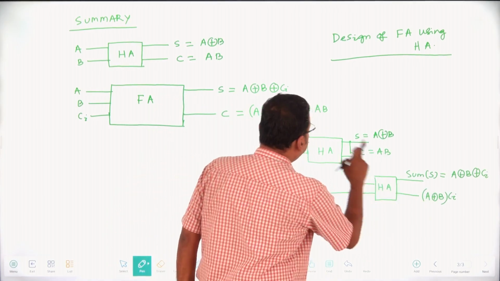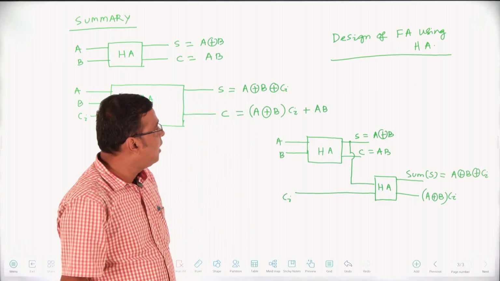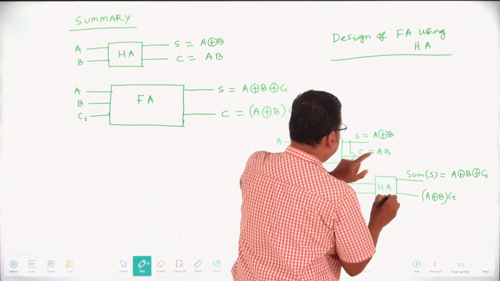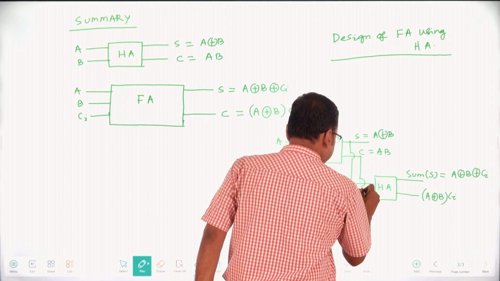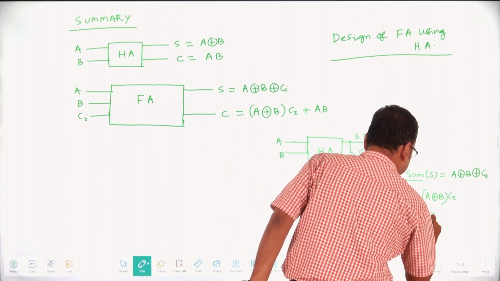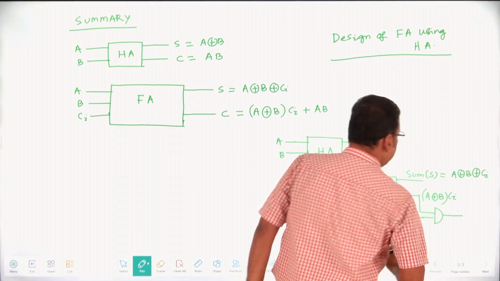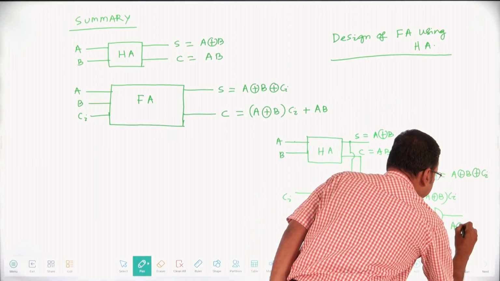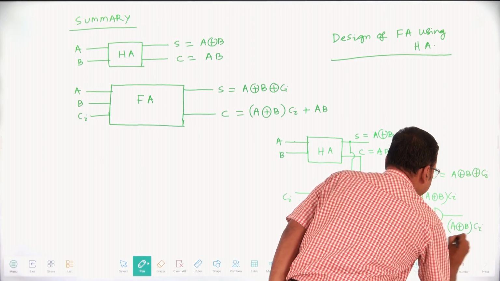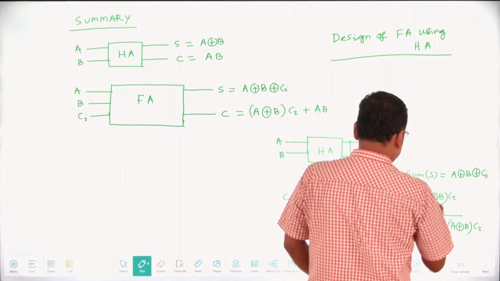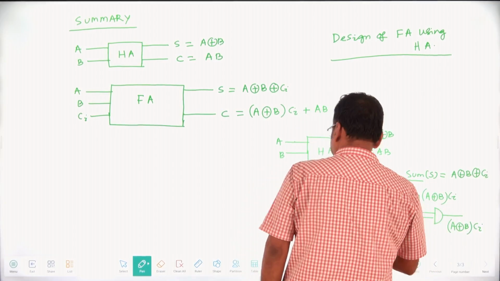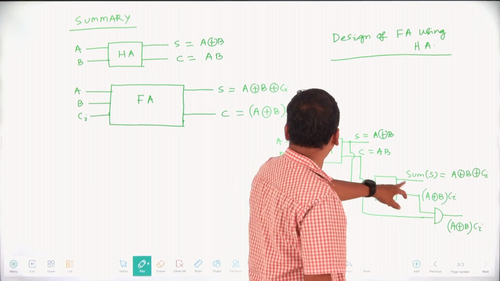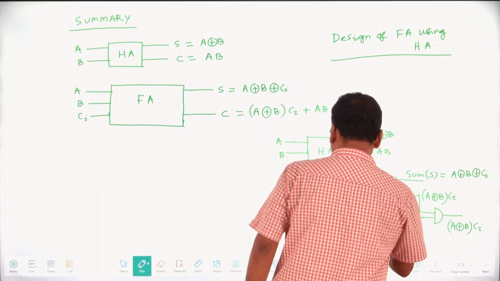But we have only (A XOR B) into CI here. Another term, AB, we have to add. So here is AB, AB is there. With an OR gate, we add (A XOR B) into CI plus AB. This is your OR gate.